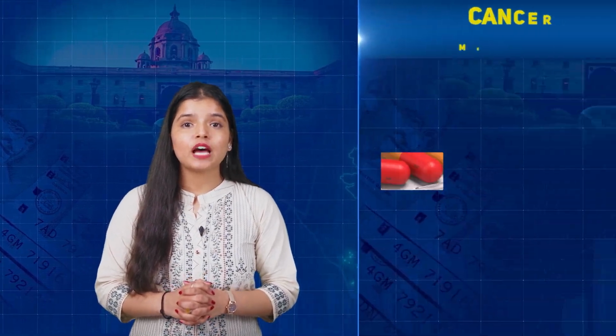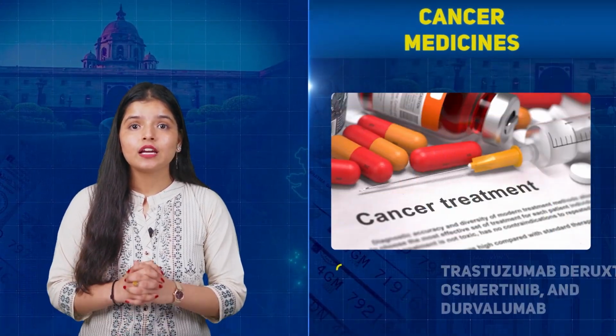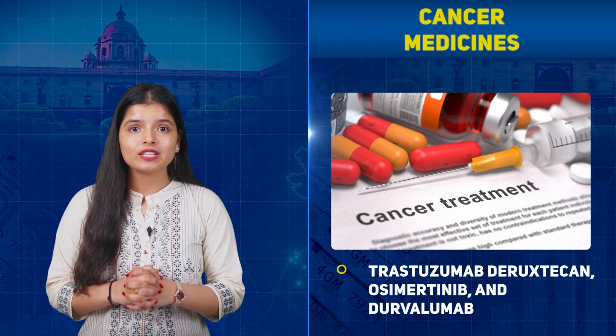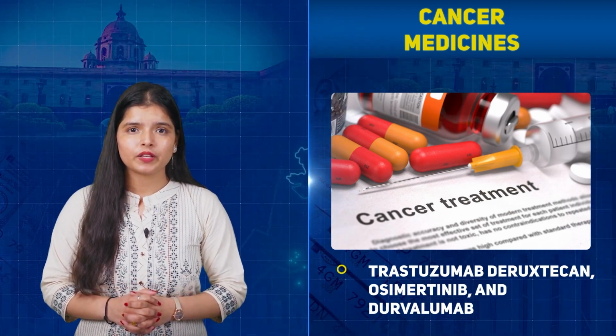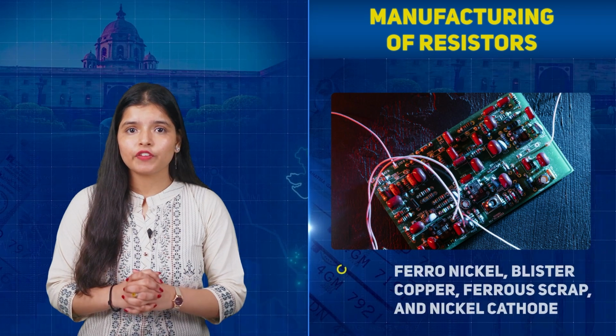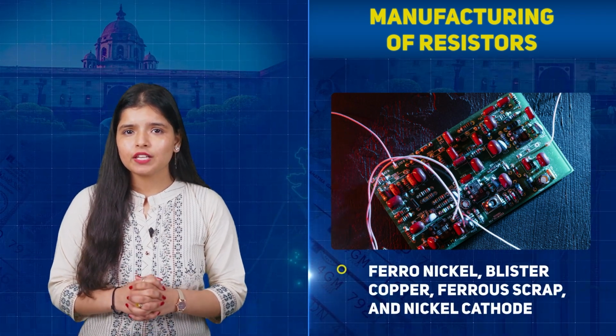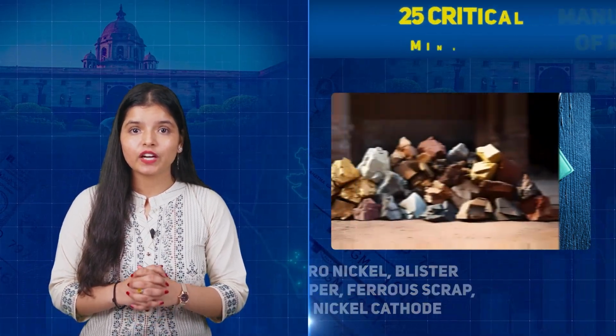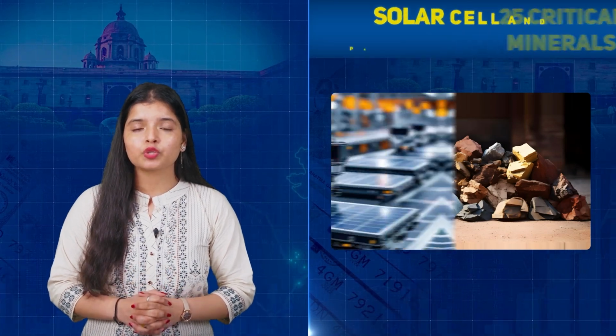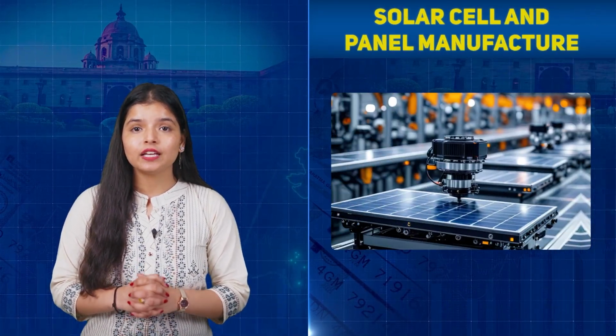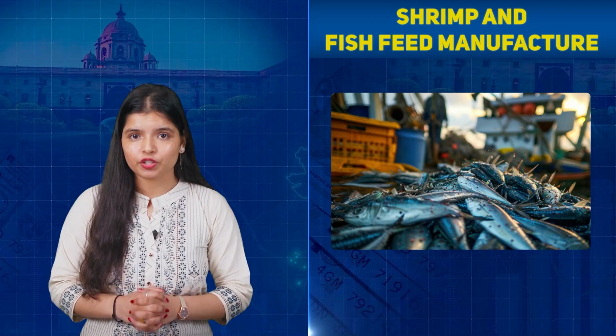Moreover, exemptions have been introduced for cancer medicines such as trastuzumab deruxtecan, osimertinib and durvalumab. The manufacturing of resistors, ferronickel, blister copper, ferrous scrap and nickel cathode, 25 critical minerals, capital goods for solar cell and panel manufacture and inputs for shrimp and fish feed manufacture.